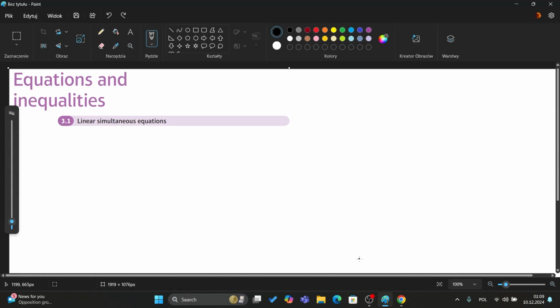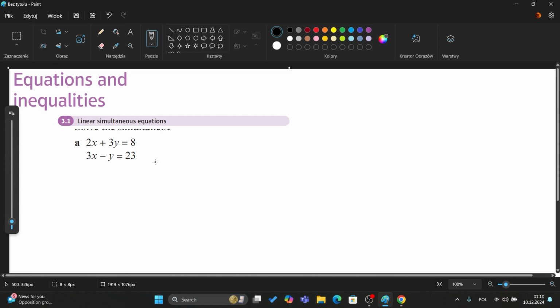Hello and welcome to the next chapter, which is equations and inequalities, and we're going to look at the first topic, which is linear simultaneous equations. Linear simultaneous equations are two equations that have x and y in them. They could even have a z, but that is beyond pure maths, and we're going to just work with two unknowns, just like in GCSE. So first of all, we have 2x plus 3y equals 8 and 3x minus y equals 23.